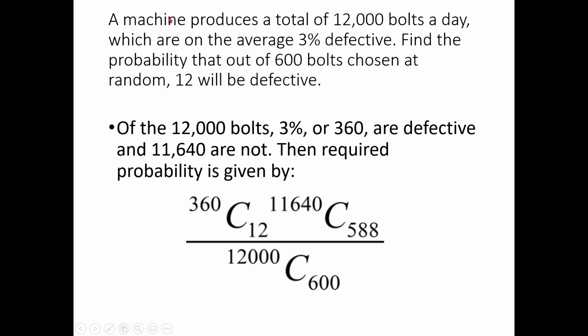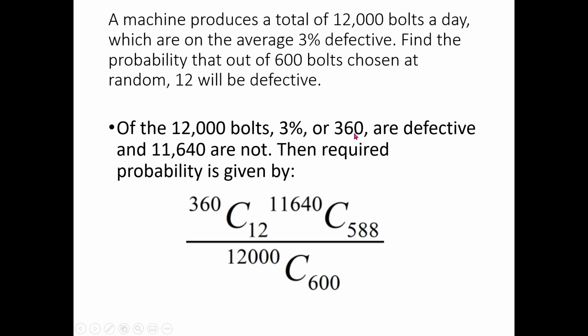Okay, we have another question. A machine produces a total of 12,000 bolts a day, which are on the average 3% defective. So 3% of 12,000 is equal to 360. So 360 are expected to be defective, whereas the remaining 11,640 are expected to be perfect, that is, they are not defective. So we have to find the probability that if we select 600 bolts, 12 will be defective.